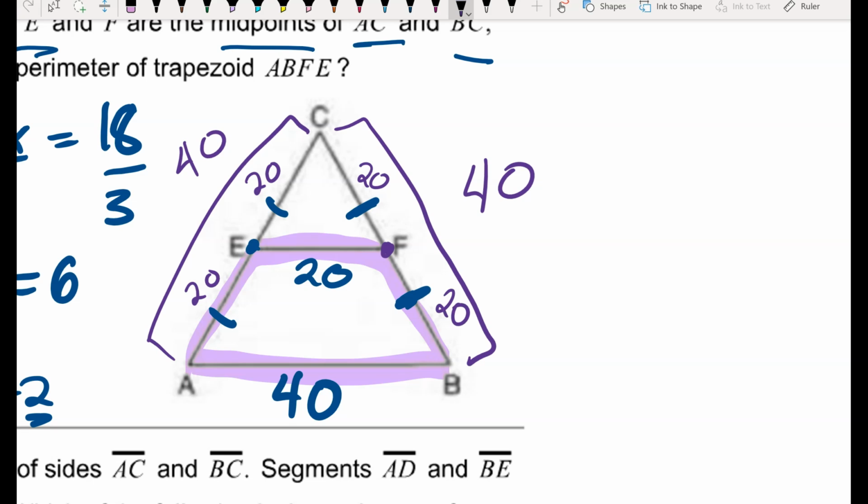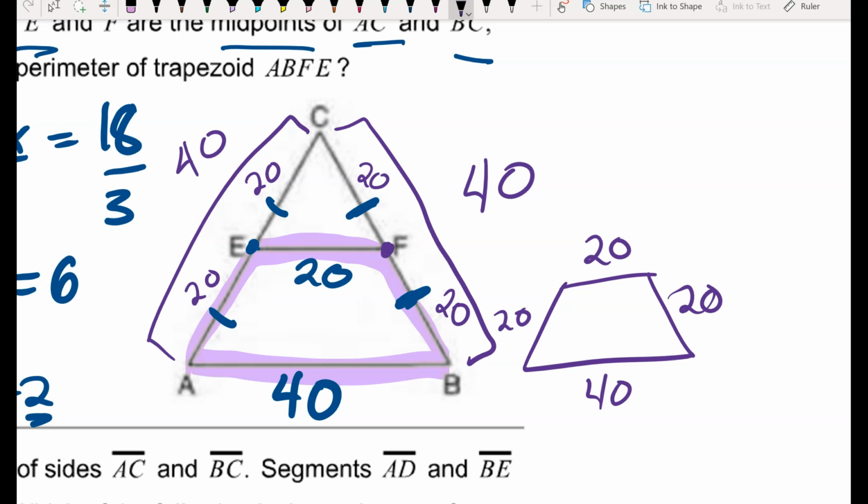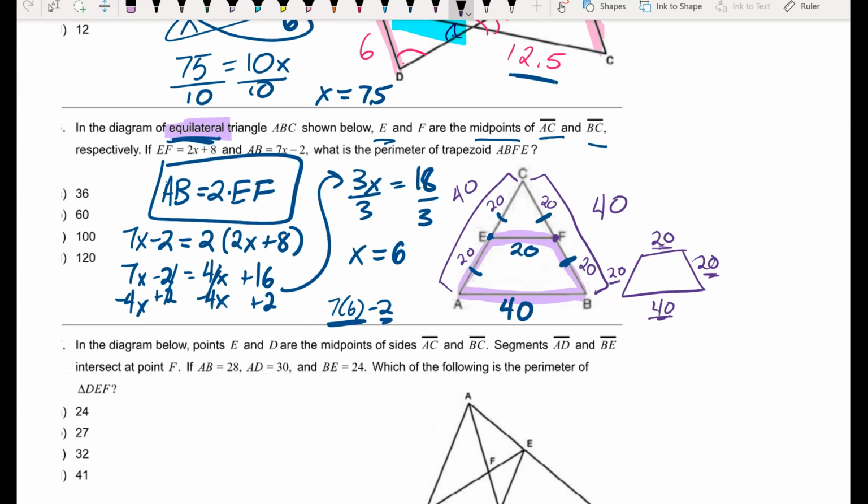And lo and behold, I've got a trapezoid where 3 of my sides are 20, and 1 of my sides is 40. So if I add those up, 20 plus 20 plus 20 plus 40 is 100 as a perimeter. So it's the key word of equilateral, knowing what that means, and knowing a couple properties of a midsegment there.